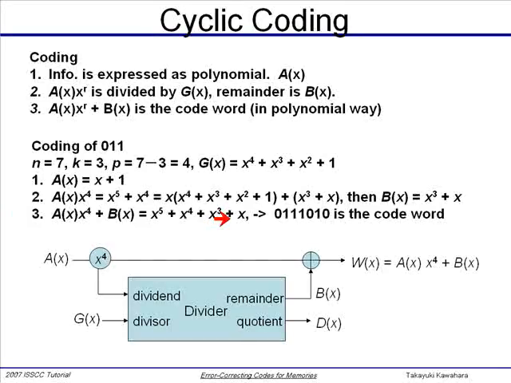In the code way 0, 1, 1, the missing x2, so therefore 0, then x1, and missing the x0, so the 0. So 0, 1, 1, 1, 0, 1 is the code word. So this is a cyclic code. So this is a code, therefore we can calculate the syndrome. The syndrome only contains the error.